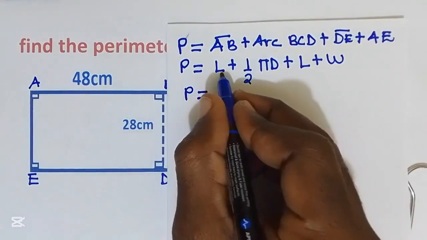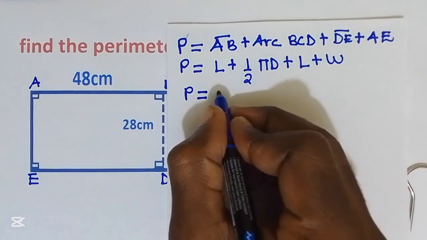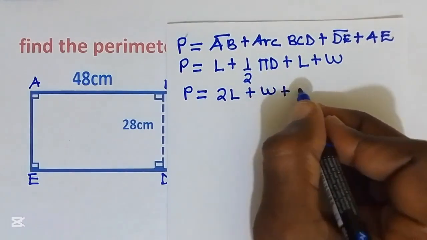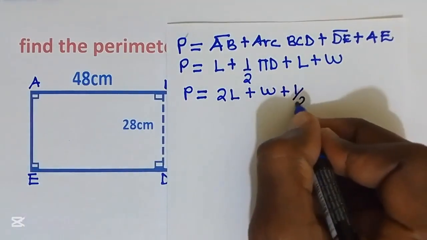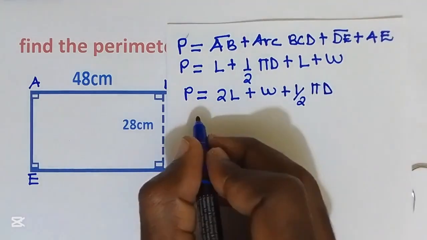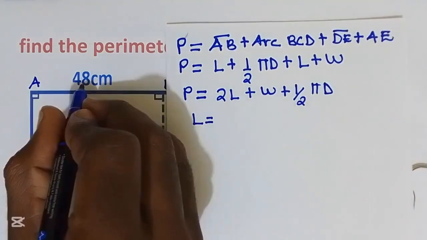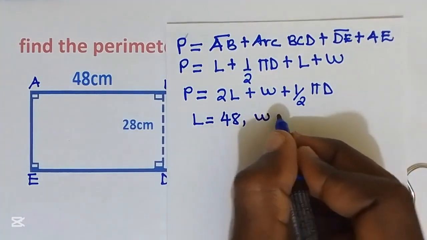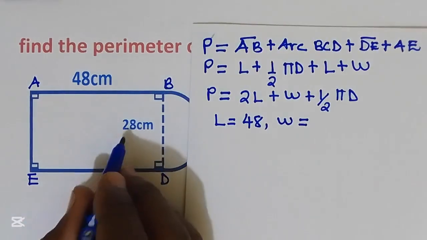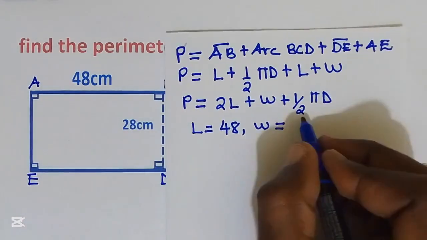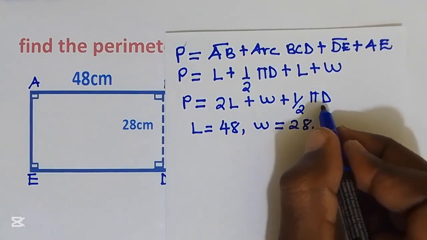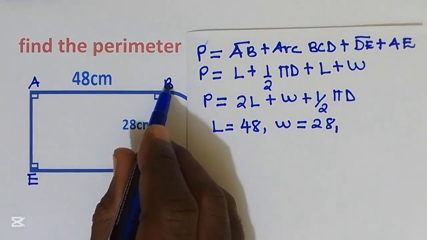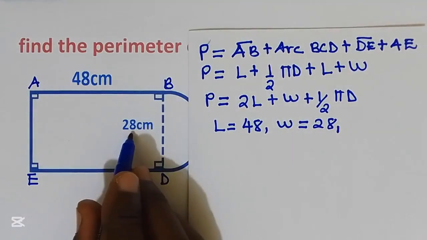Perimeter is equal to length plus length, so I'm going to get 2L plus W plus a half pi d. But L is equal to 48. Width is equal to 28. And d, that is diameter, is equal to distance BD, which is equal to 28.